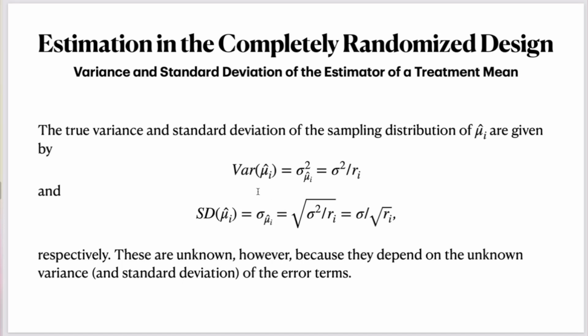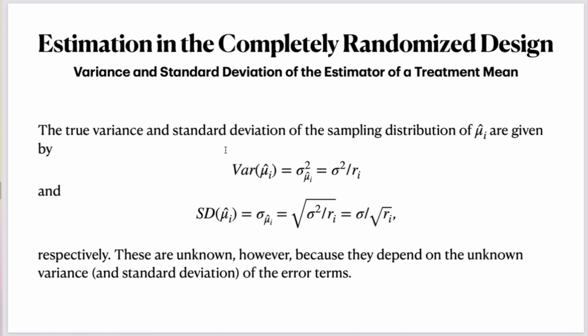Notice that we've got two different ways that we are going to be representing the variance of the sampling distribution of mu hat sub i. We will denote it this way, var of mu hat sub i, but we will also denote it this way, sigma squared with mu hat sub i in the subscript. This is read as the variance of mu hat sub i. Again, it's equal to the variance of the error terms in the model divided by the sample size for the ith sample.